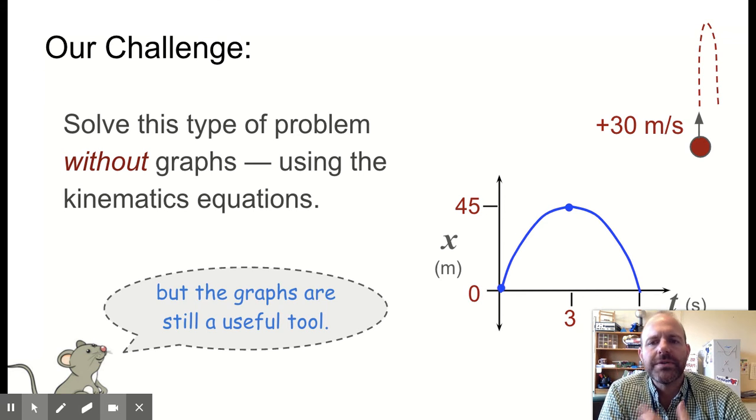Keep them to help us understand what's going on, but to not rely on them, because a graph requires that you know every point what's going on at every time. And sometimes all we care about is, well, where does it get to the top, or when does it arrive?